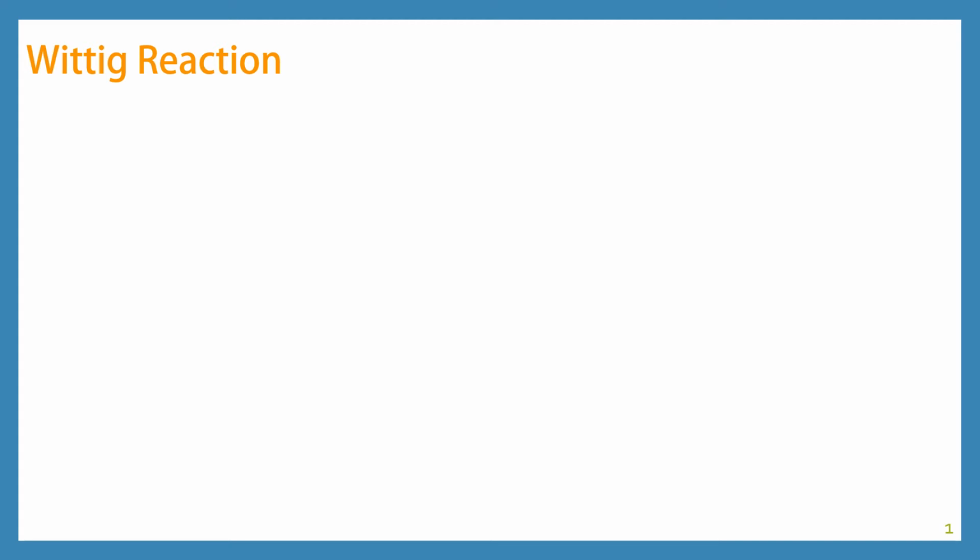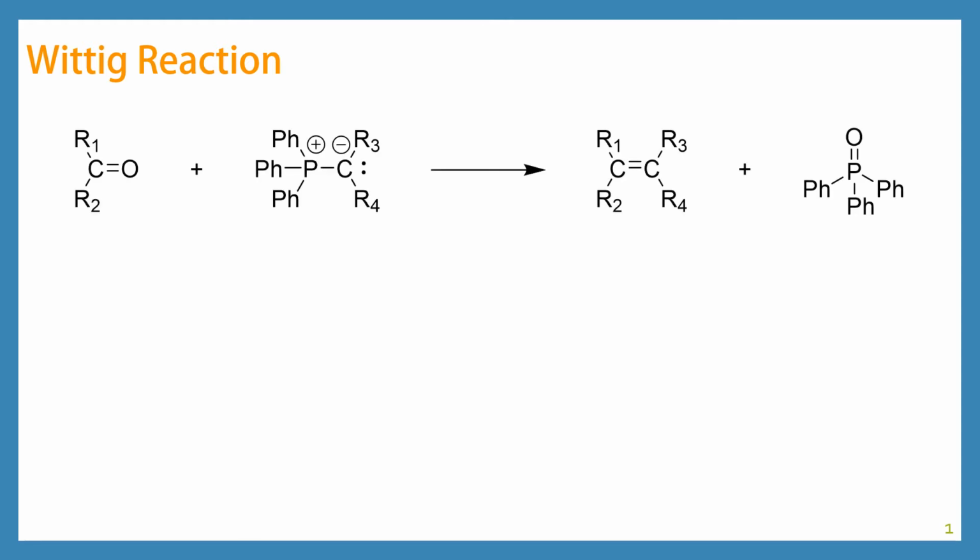In this video, we are going to discuss alkene forming reactions that are performed on aldehydes and ketones. Our first one is the Wittig reaction. Now, the Wittig reaction is done by reacting an aldehyde or ketone with a phosphorus ylide.